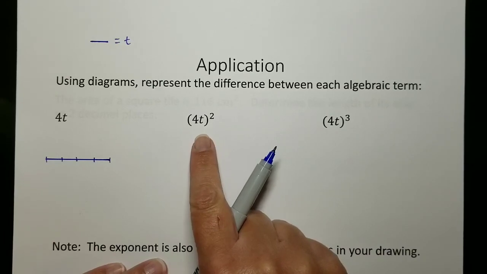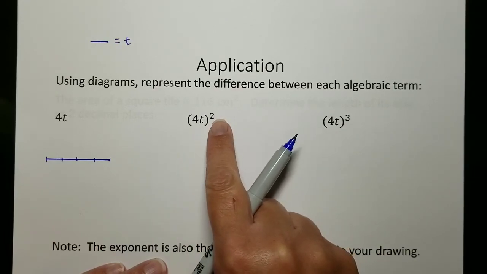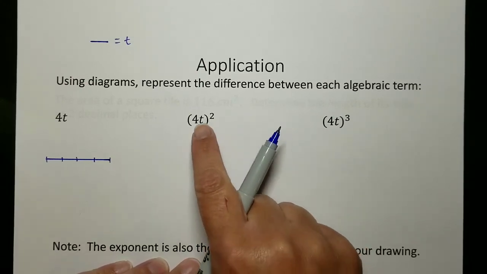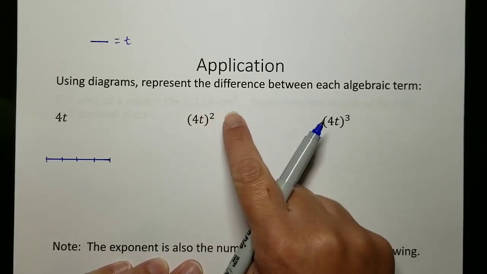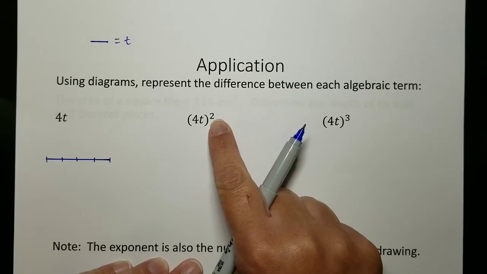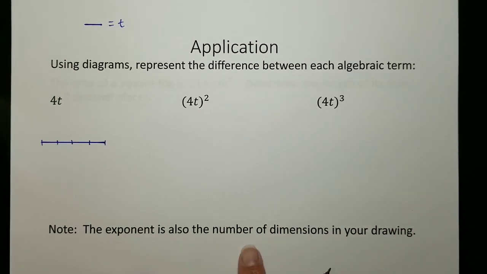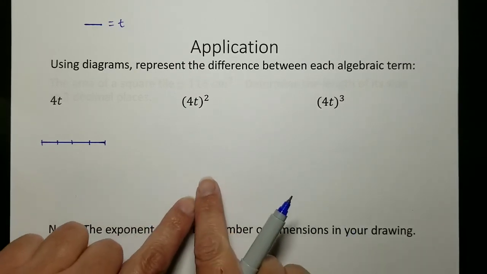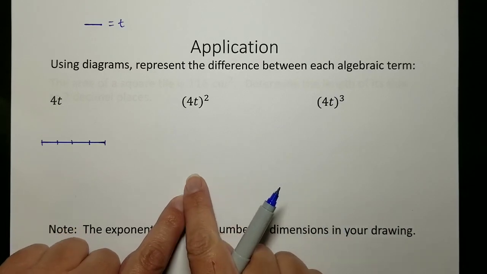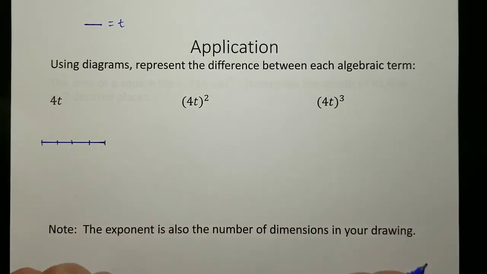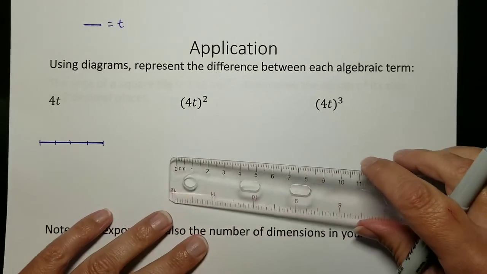The next expression, 4t squared, here I'm going to have to look at a measurement of 4t, but then multiplied by itself. And squaring something is actually going to change the number of dimensions in my drawing. So that's not just longer, it's actually multiplying the length 4t by itself. So we're going to get a two-dimensional picture here.